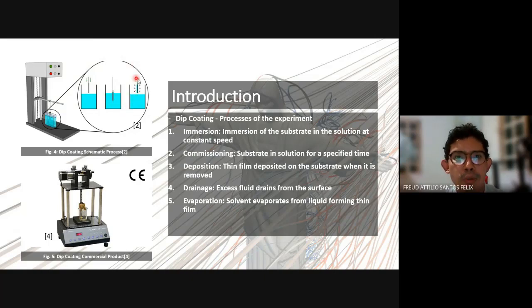Next, we have the drainage, where the excess fluid drains from the surface, and lastly the evaporation, where the solvent evaporates from the liquid, forming a thin film. In this figure, we can see a commercial product for the dip coating process. This is an example of equipment in the price range in dollars that we mentioned previously.